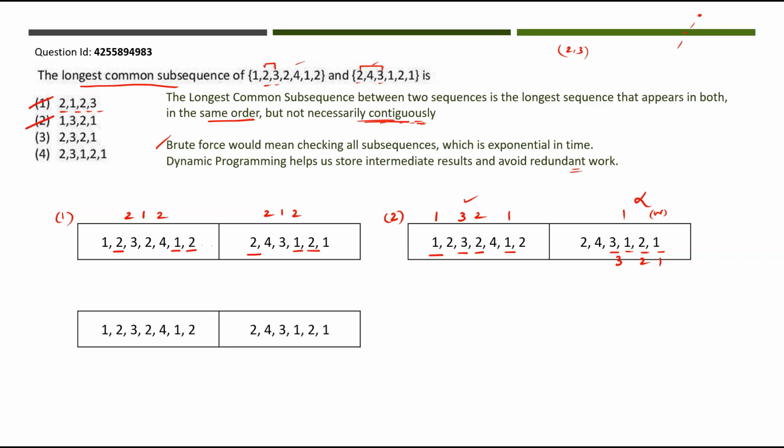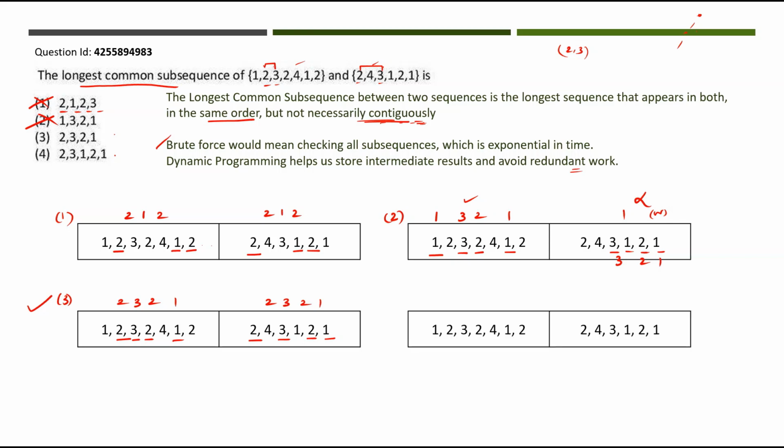Now we will take option 3. We have 2, 3, 2, 1. We have 2, 3, 2, 1, so this one is here. We have 2, 3, 2, 1 in the other sequence as well. So option 3 is definitely a subsequence. We will hold 3 as the answer. Now we will go for the fourth option, because if the fourth option is also going to be a subsequence, then we have to choose the longest one. That's why I am not marking 3 directly. Now we will get into the fourth option.